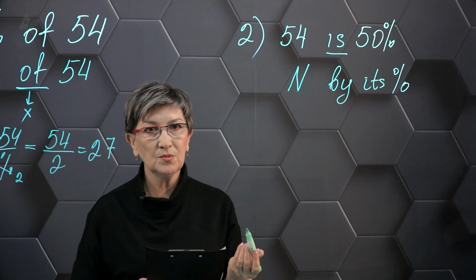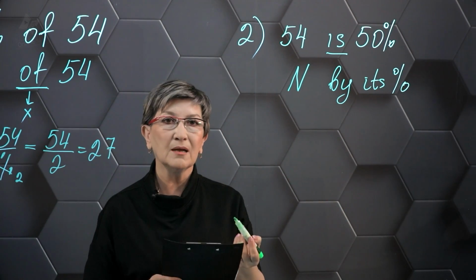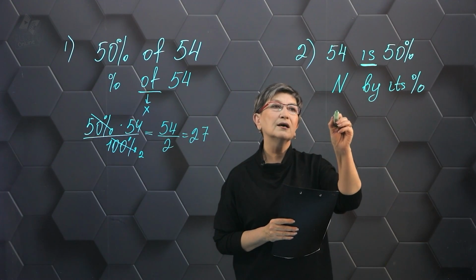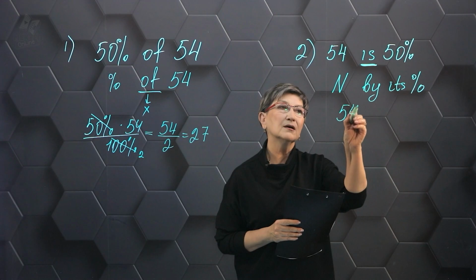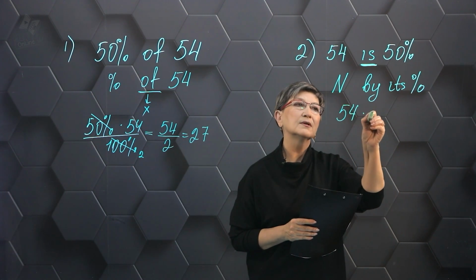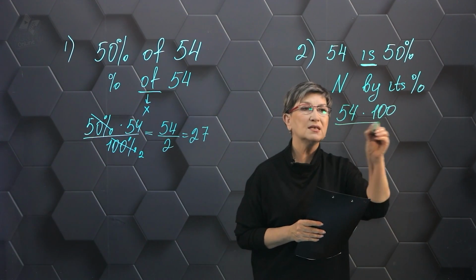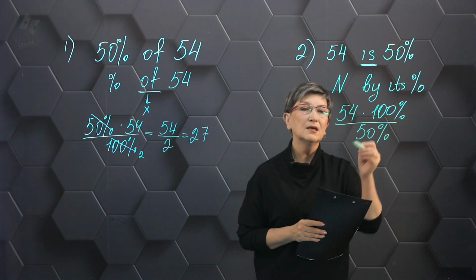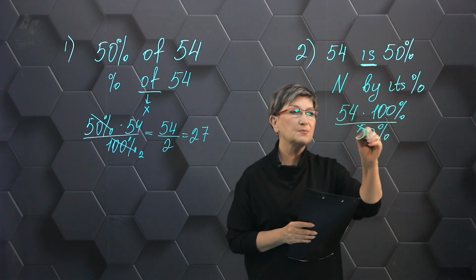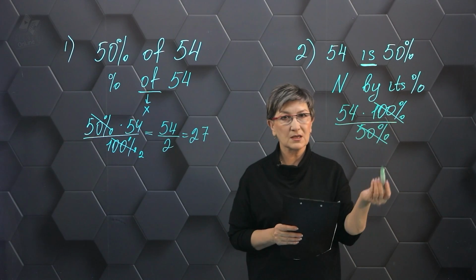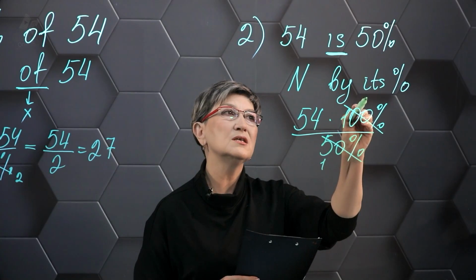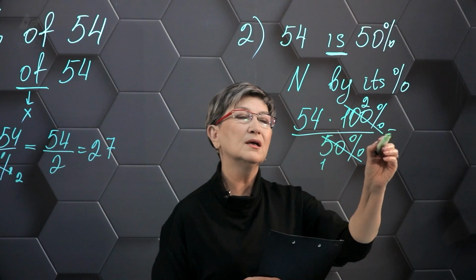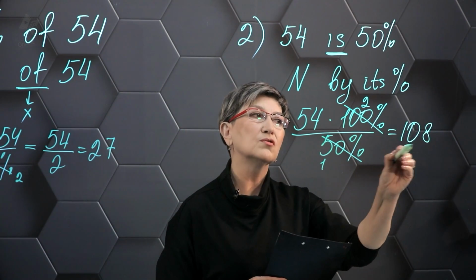In this case, what do we do? We're remembering, what am I supposed to do in this case? I have to multiply 54 by 100 and divide by 50. I write down the percentages, and what do I get in this case? 50 and 100 are reduced. Here I have 1 and here I have 2. And I multiply 54 by 2. That would be 108.